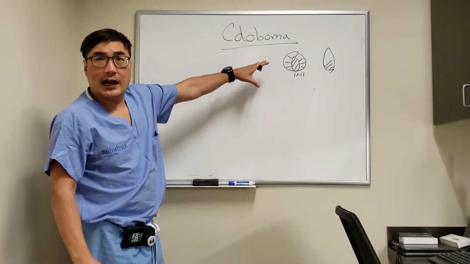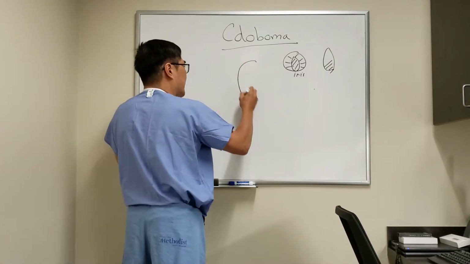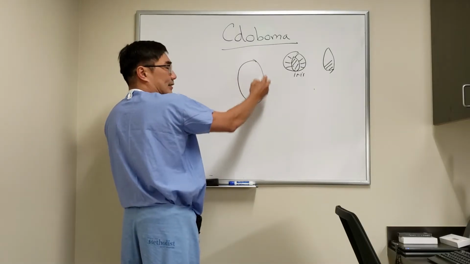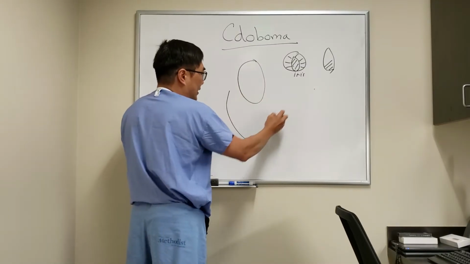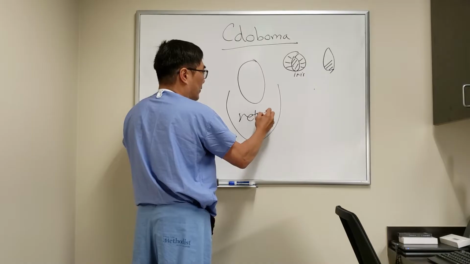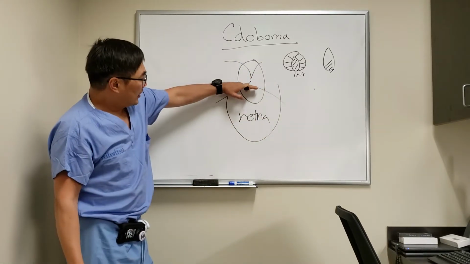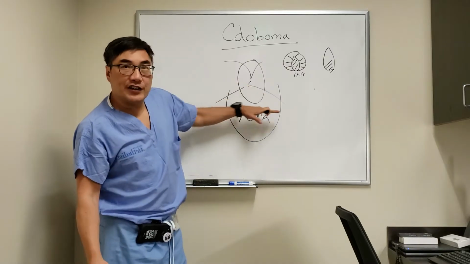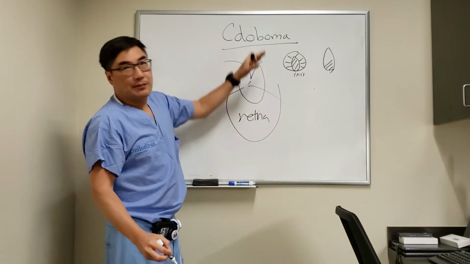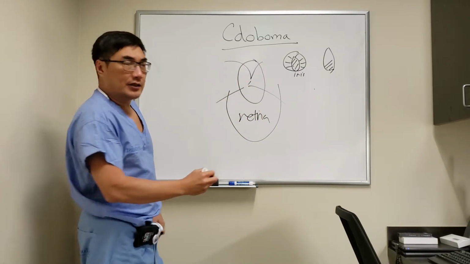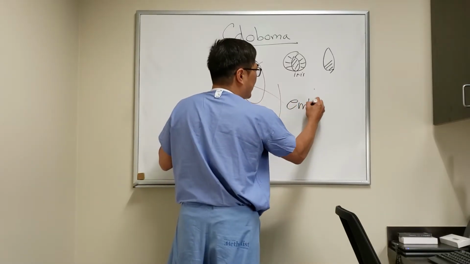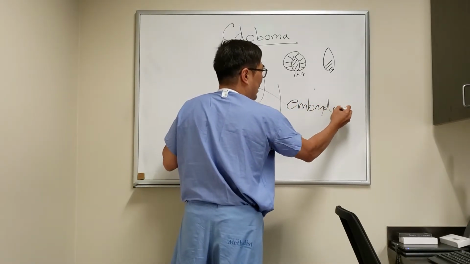That can be in the lens also, so you can see a sector loss in the lens. Or in the back of the eye, it can be the optic nerve. And it can take on this kind of configuration or extend into the retina. So the colobomas are usually inferior because of the embryology of the formation of the eye. And so you need to know a little bit about embryology.